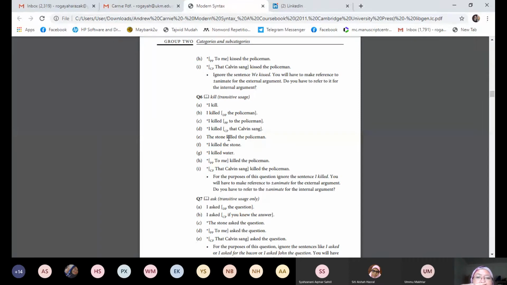So it is not direct like that. It's indirect. One thing needs to happen before that. Someone picks up the stone and then the stone is used to kill. So kat sini, the stone killed the policeman is like an instrument. Okay, I killed the stone, cannot. I killed water, cannot. To me, killed the policeman, cannot. CP also cannot.